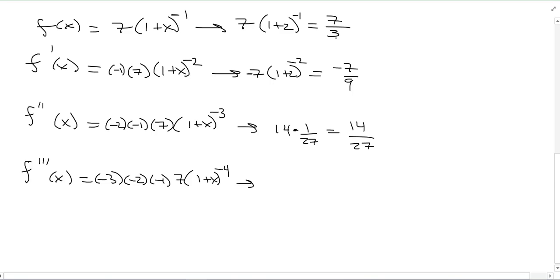Here, let's notice that all of these are non-zero. So for the homework, we would be done, right? In this case, what's the next one? It will be a negative times a negative times a negative, so that's going to be negative. And then what is that? 6 times 7, so 42. And then 1 plus 2 to the negative 4, so that will be 3 to the negative 4, so it will be negative 42 over 81. That's our fourth term. But if you keep going, do you see a pattern already? Could you say what the nth derivative is?